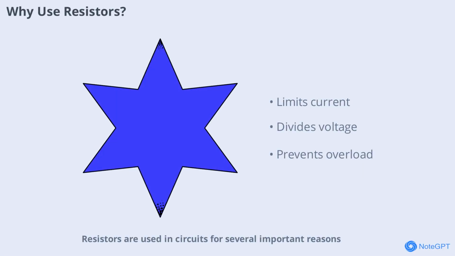Resistors are used in circuits for several important reasons. They can limit the amount of current flowing to sensitive components, divide voltages, and even help generate heat in some applications. Without resistors, circuits could easily become overloaded, leading to damage or malfunction. Their ability to precisely control current and voltage makes them indispensable in everything from simple gadgets to complex electronic systems.